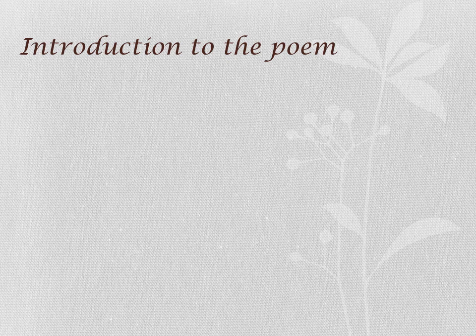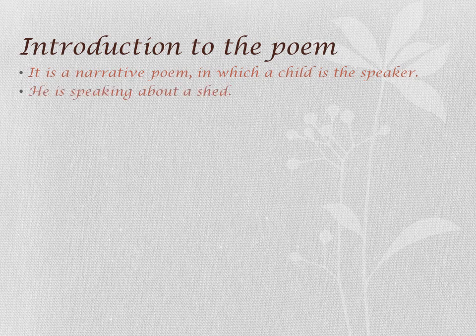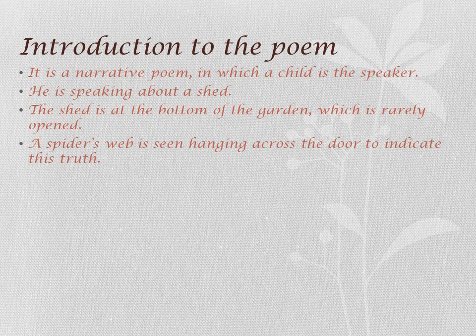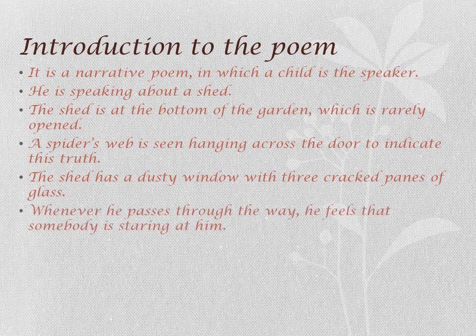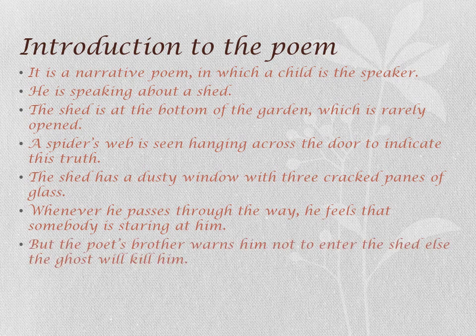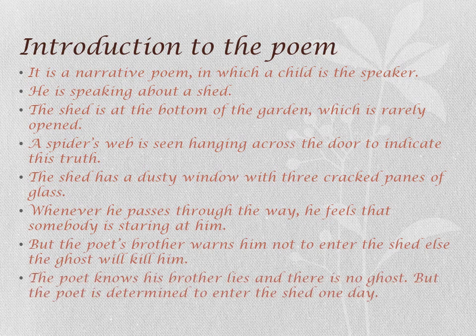Before we begin, let's know some basic things about the poem. It's a narrative poem in which a child is the speaker. He is speaking about a shed. The shed is at the bottom of the garden, which is rarely opened. A spider's web is seen hanging across the door to indicate this truth. The shed has a dusty window with three cracked panes of glass. Whenever he passes that way, he feels that somebody is staring at him. But the poet's brother warns him not to enter the shed, else the ghost will kill him. The poet knows his brother lies and there is no ghost, but the poet is determined to enter the shed one day. So now let's start the poem.